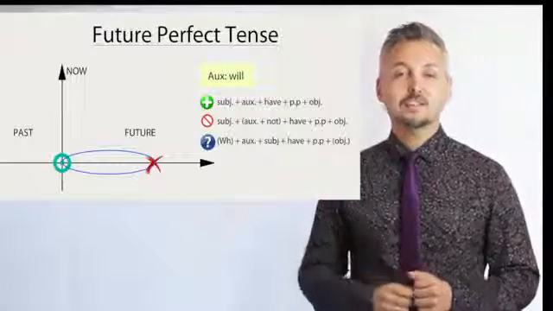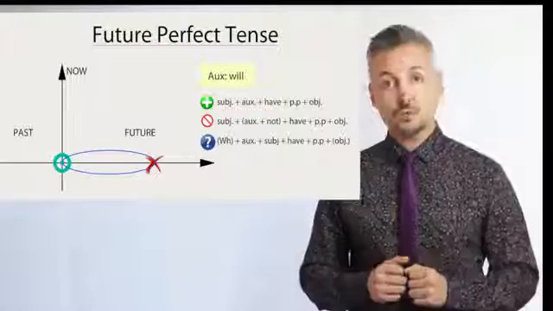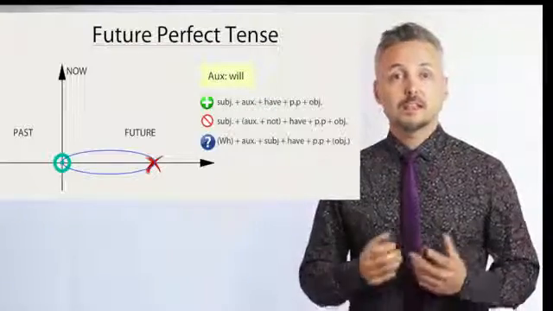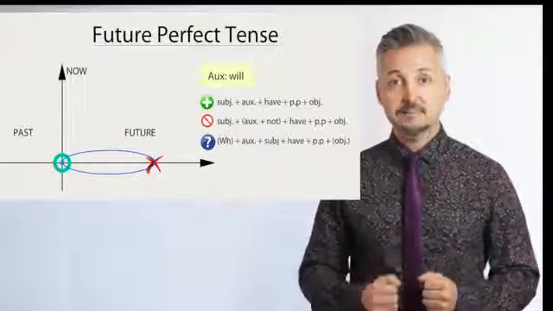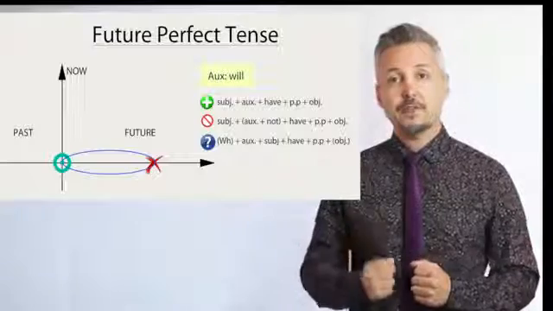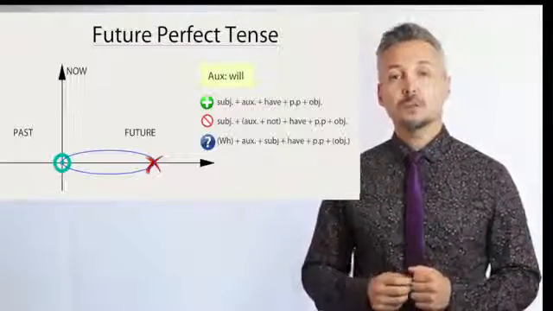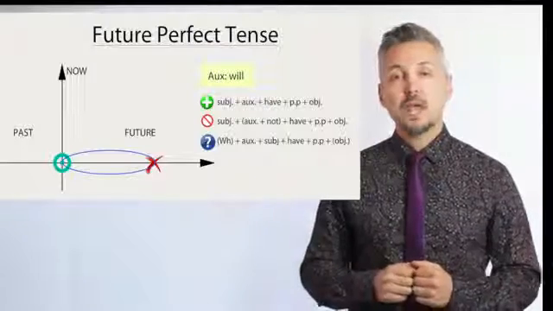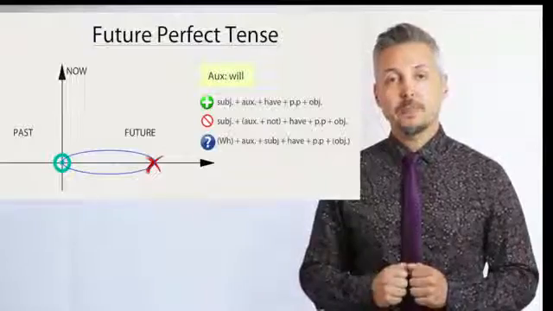So for the interrogative sentence, we need the WH question word, if you have one, then we have the auxiliary, will, in this case, then the subject, then we have, okay, because it's future perfect, then we have the verb in the past participle, and then if there is an object, okay?